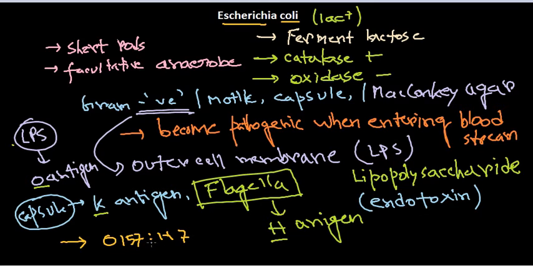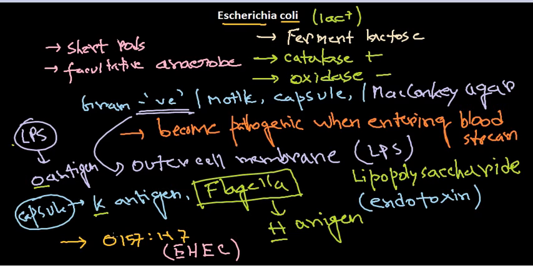Now this type of Escherichia coli strain is called enterohemorrhagic E. coli, EHEC, or enterohemorrhagic E. coli. So they are very, very dangerous. They can produce toxins, and the toxin is made up with this kind of antigens.